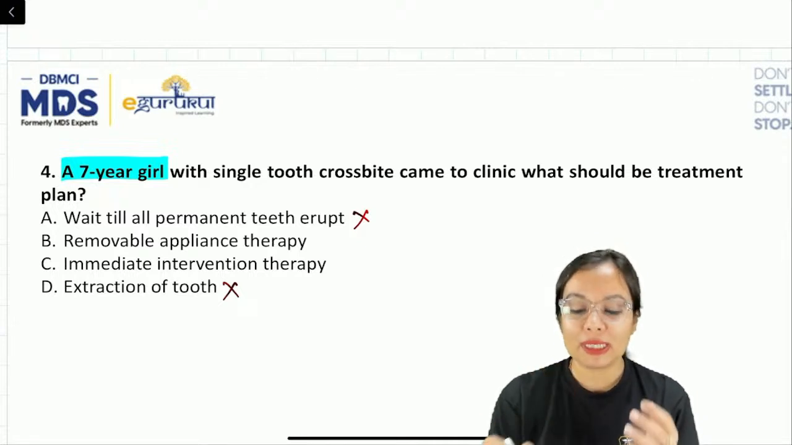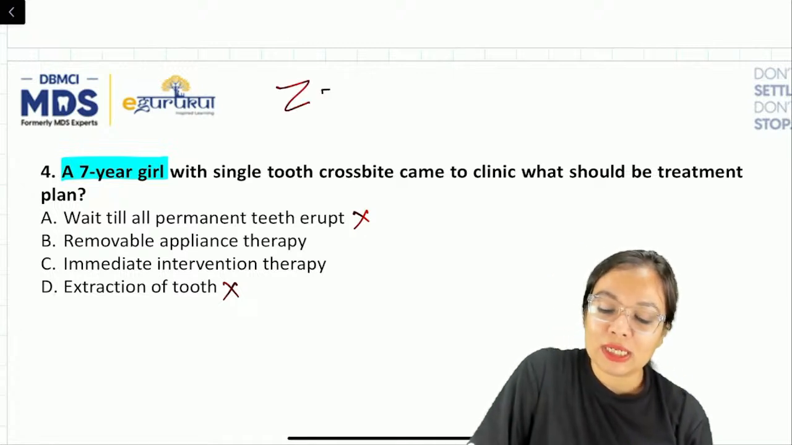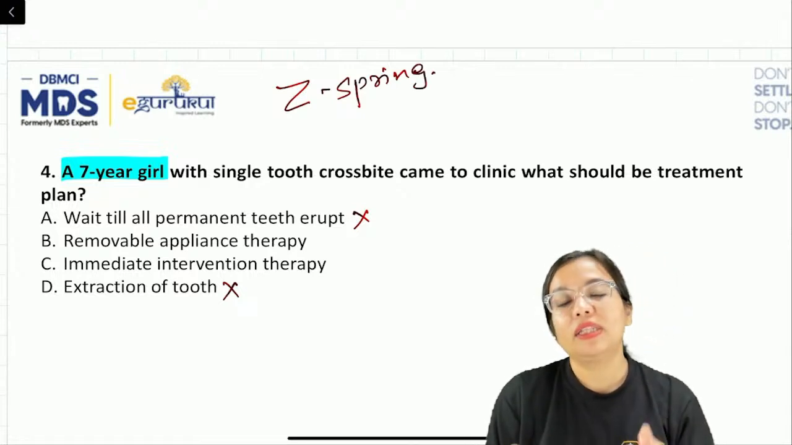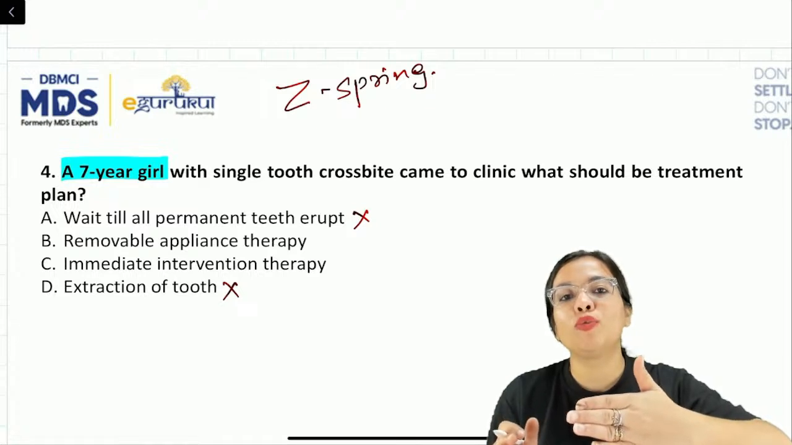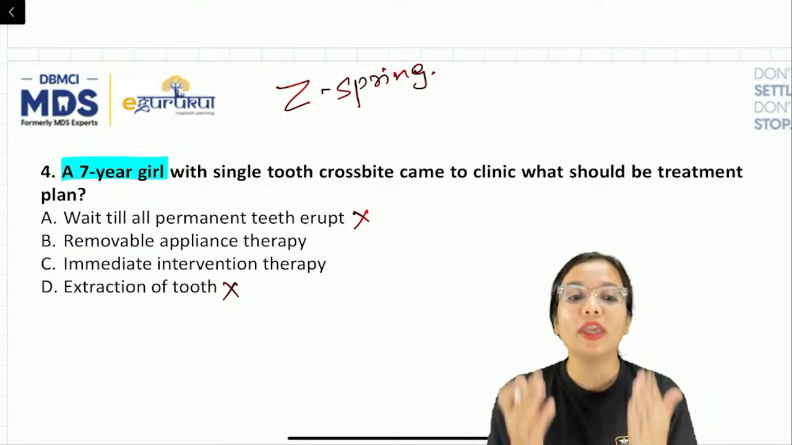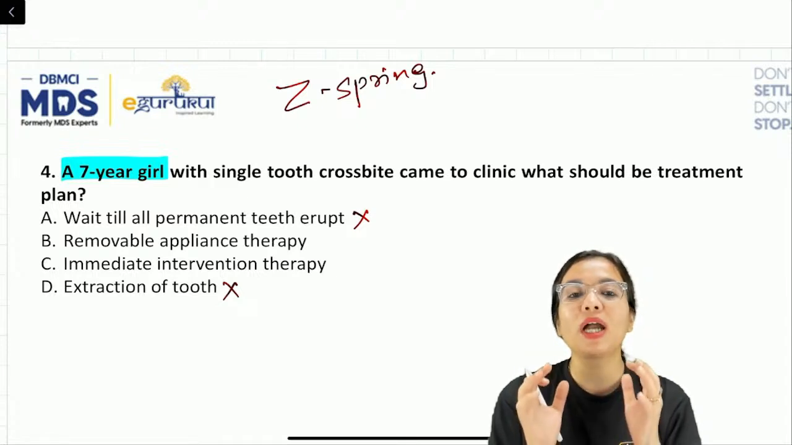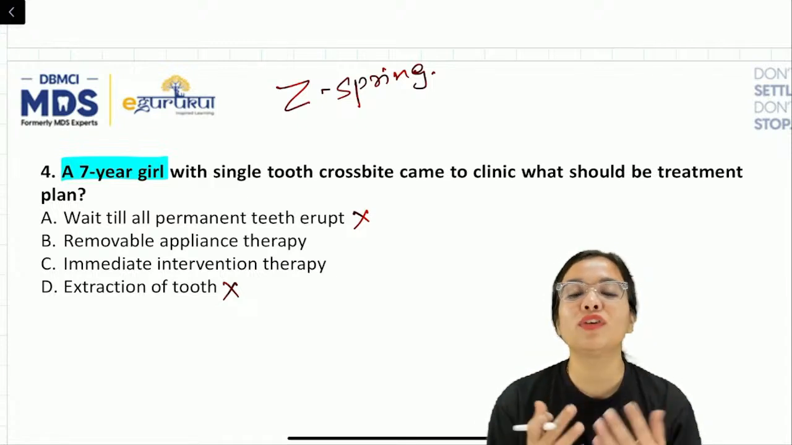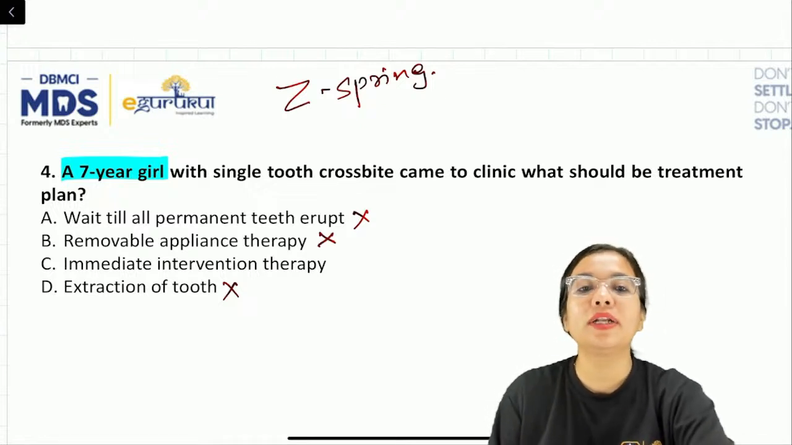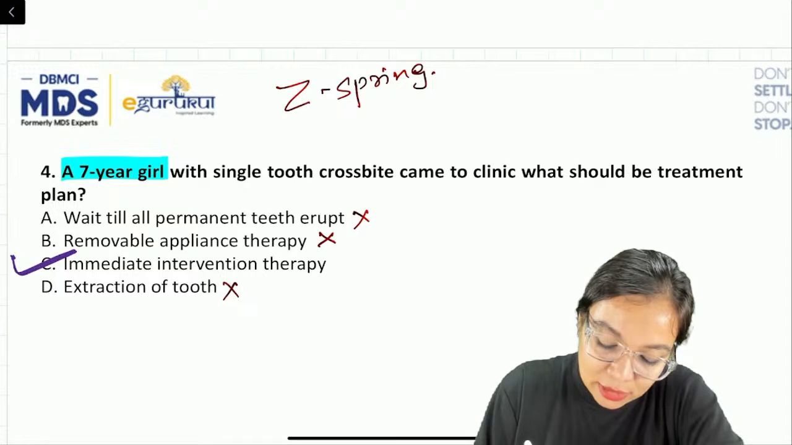The removable appliance generally that is used to correct a single tooth crossbite incorporates a Z spring. So for a Z spring to be active, the arm of the Z spring that causes the movement should fully rest on the lingual side of an erupted tooth. So if in this particular girl the tooth is partially erupted, the Z spring arm will not rest on the tooth and the action will not be possible. So removable appliance therapy is not a 100% sure shot solution. So the answer here becomes immediate intervention therapy.